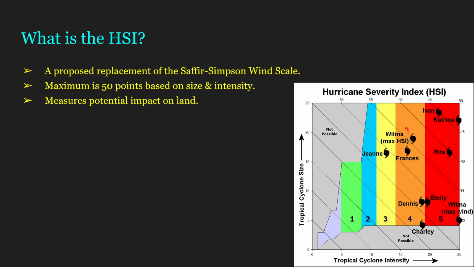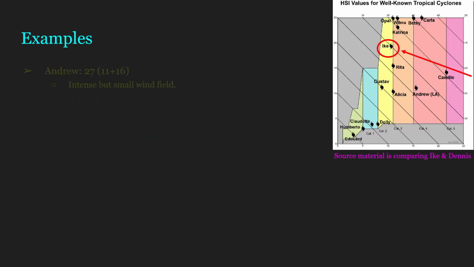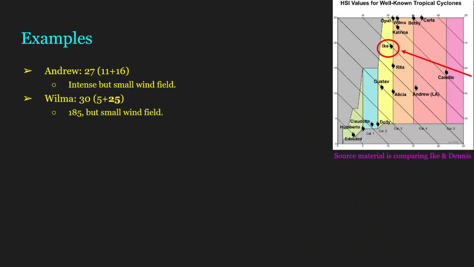Note that Wilma has two separate HSI indicators on this first graph. That's at maximum wind and then the maximum HSI. Sorry about all that back and forth there. This one that Wilma has at the time is 30, so a wind size of only 5. However, reaching winds of 185 miles per hour, so a wind intensity scale of 25, the maximum. Very fair in my opinion.